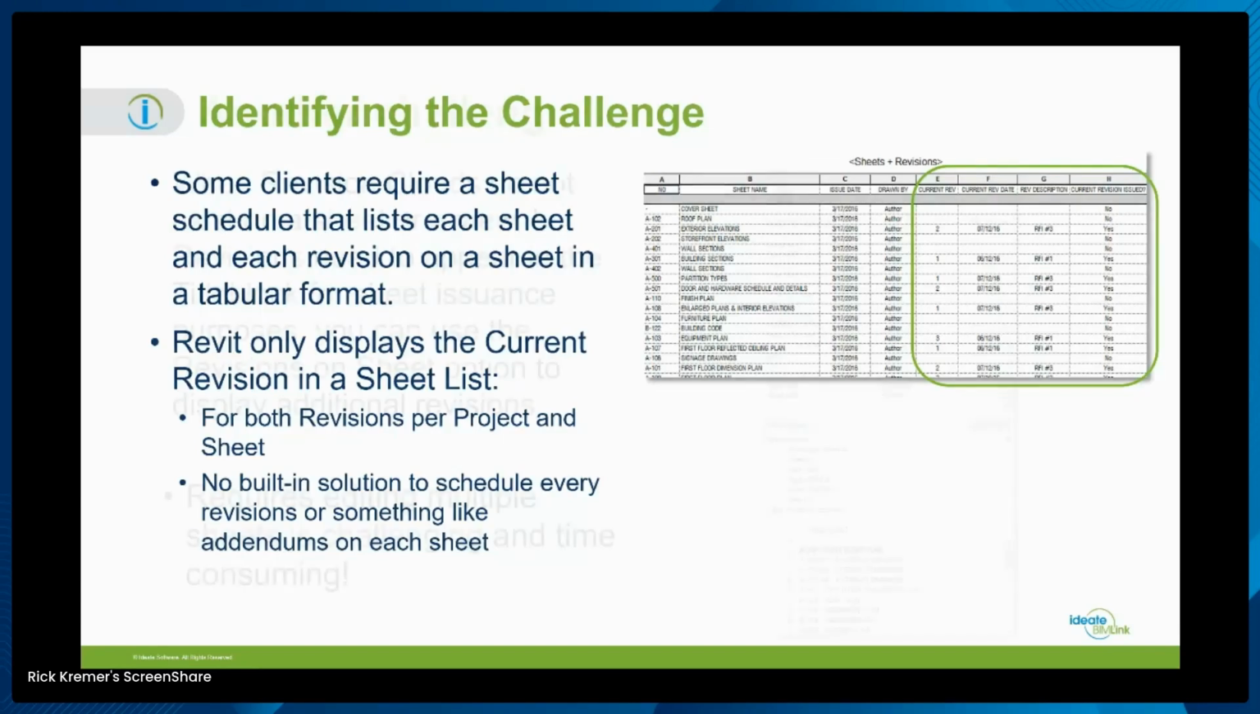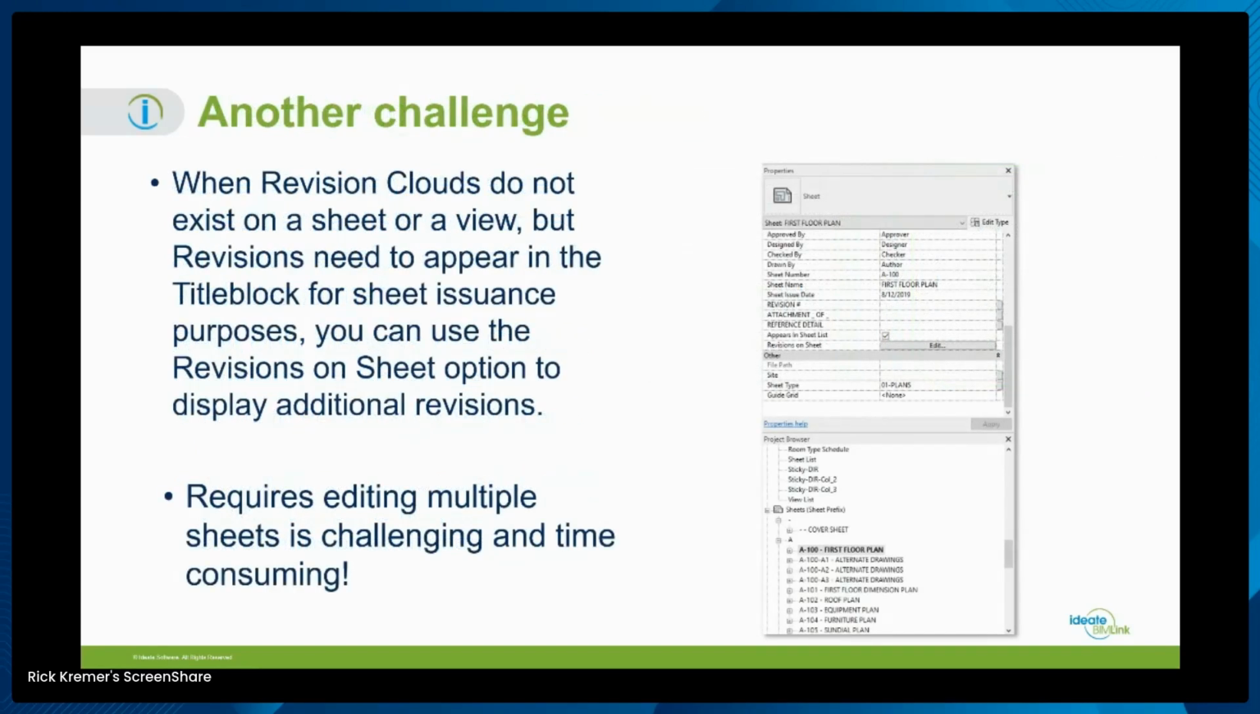Even though Revit is an amazing application, it doesn't have anything to really show us all the revisions or something like addendums per sheet. And another challenge is revision clouds only appear in title blocks when those sheets are placed with those revisions. In other words, all the information can only appear if we open each sheet at a time. Well, this is challenging, and by the way, it takes a lot of time. So here is where Ideate Solutions come into play.